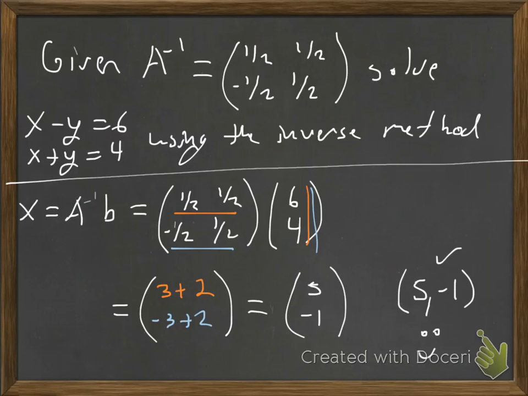So this can be a very straightforward, very quick problem. You may see something like this on your final. Given this is the inverse, find the solution to this system of equations. Okay?